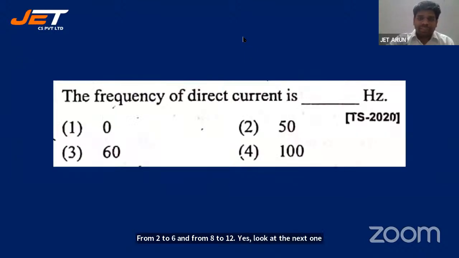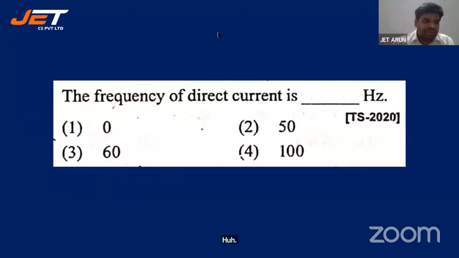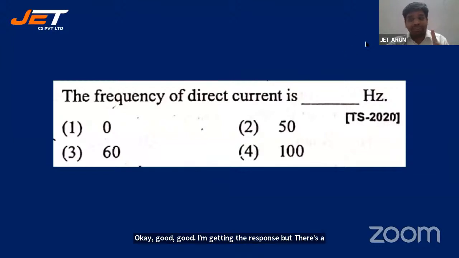The frequency of direct current is dash hertz: 0, 50, 60, 100. Mixed response again. Okay, Malay says 1. Answers are pouring in faster than I can read. There are students who are going wrong, but it's absolutely okay to be wrong. What is wrong is not correcting yourself. So correct yourself, students.